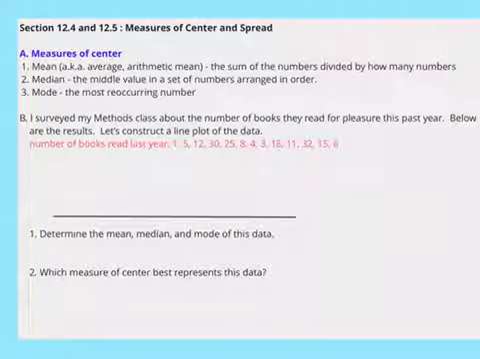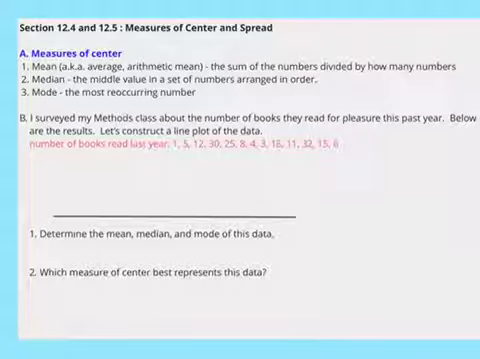When we talk about measures of center, we're talking about the 3 M's, which would be our mean, which is the average, the median, the middle number, and the mode. So to calculate the mean, we would take the average, which is we're going to add up all of our numbers and divide by how many numbers we have.